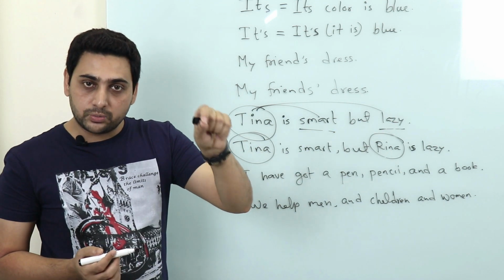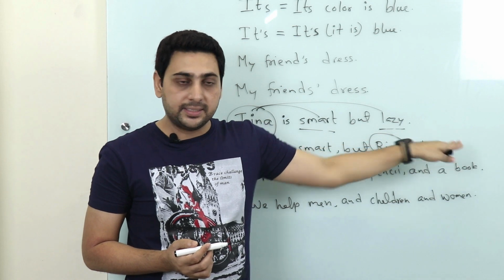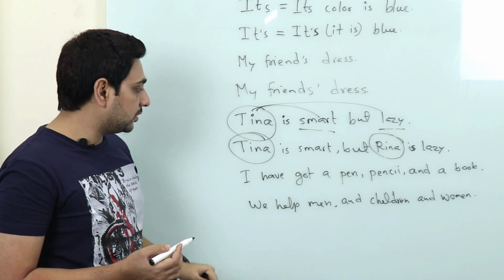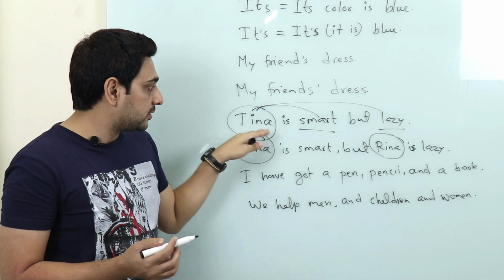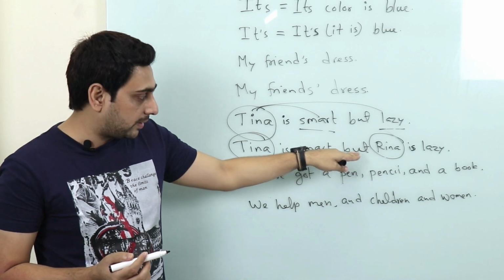The same rule applies to and. If you say Tina is smart, and Rina is lazy, same logic, the comma has to be there. So what is the simple answer? Same subject, no comma before but and. Subject is different, there has to be a comma before but and.